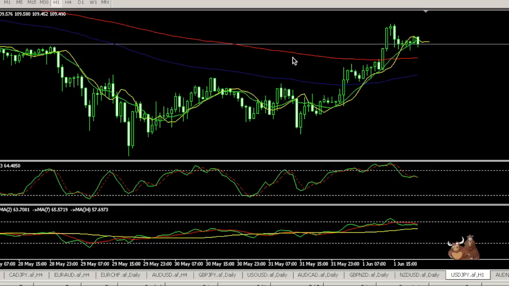And you want to be buying the currencies that have fundamental reasons to be bought and selling the currencies that have fundamental reasons to be sold. And the very best trades are when you pair up a strong currency with a weak currency.